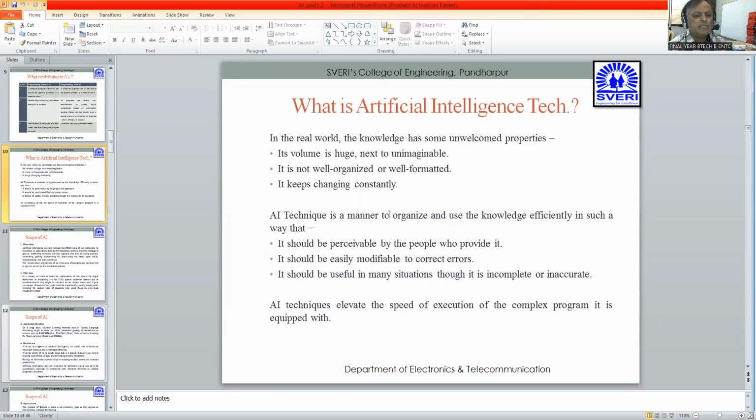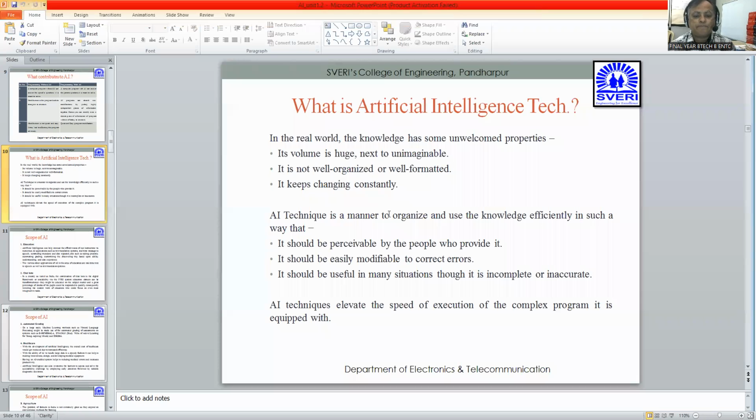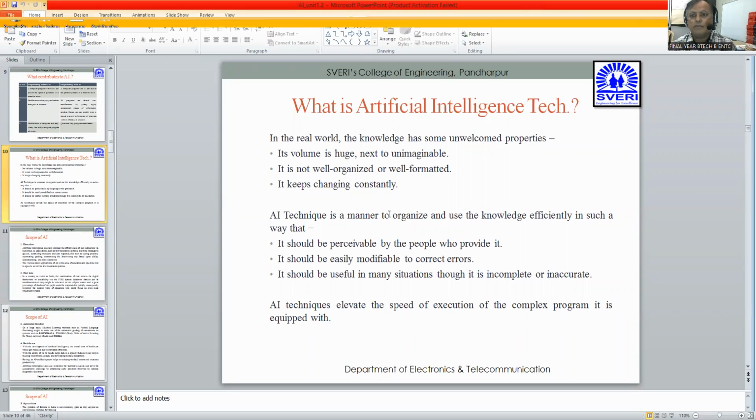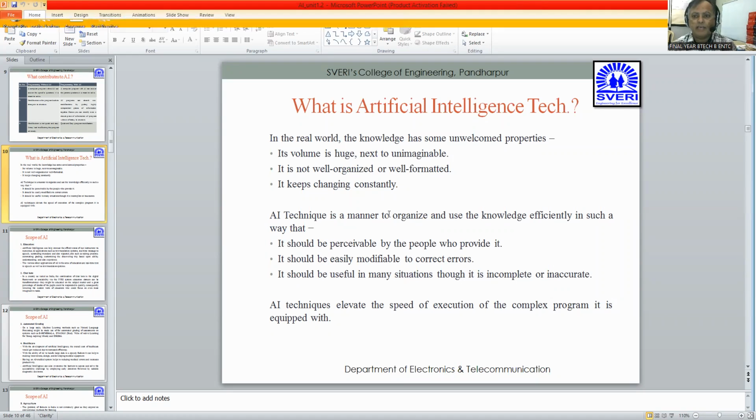AI techniques elevate the speed of execution of the complex programs it is equipped with. So this is also one of the most important properties of an AI technique, that you can elevate the speed of execution, because a complex program is going to take a lot of time. As it is a complex program, obviously you need to have the elevation of the speed also, and that can be easily provided through AI techniques. Is it okay? So this is about the AI technique.